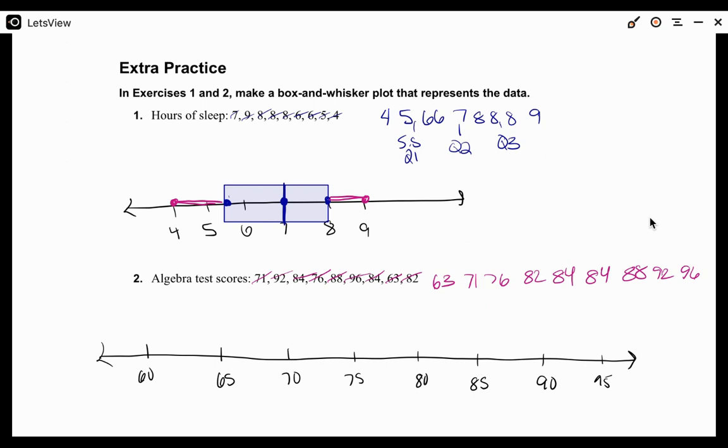So our smallest number is 63, so let's go over here. Our largest number is 96. And then our first quartile. So we have to find our median. So we got 1, 2, 3, 4, 5, 6, 7, 8, 9. So here's our median. So that's our quartile 2.